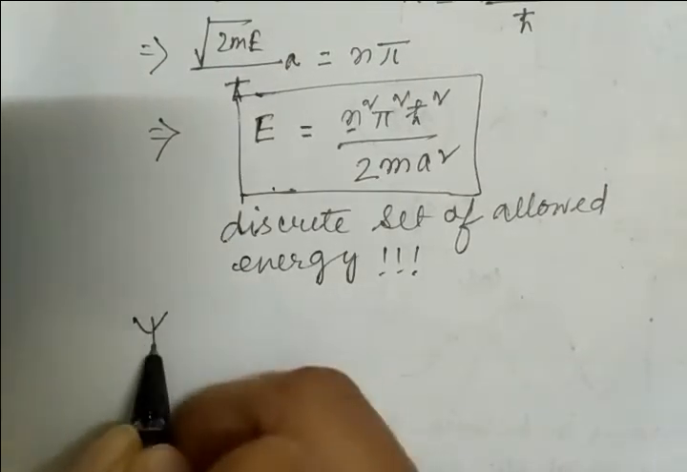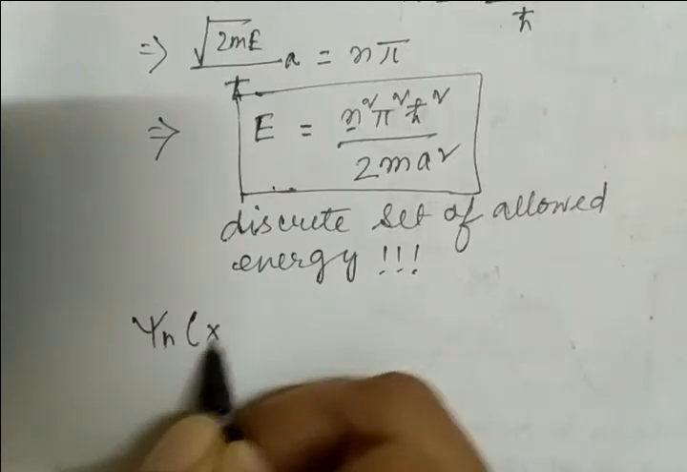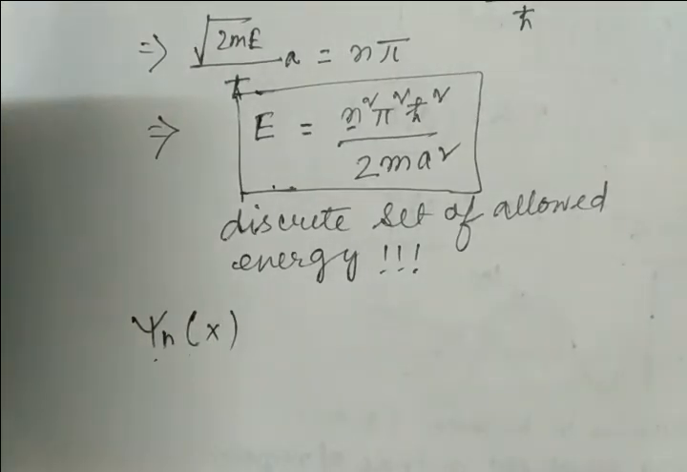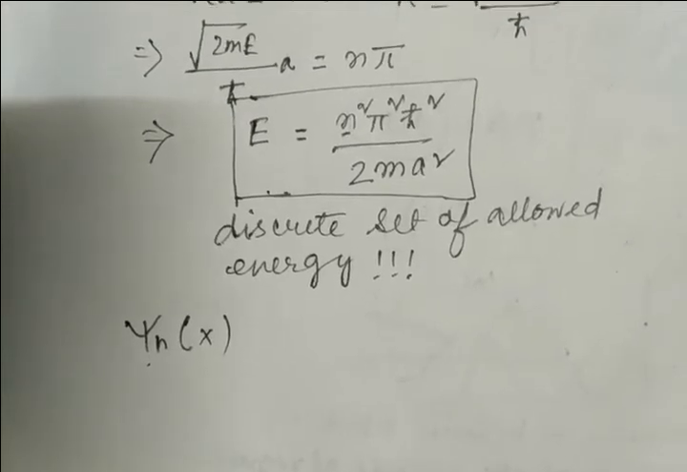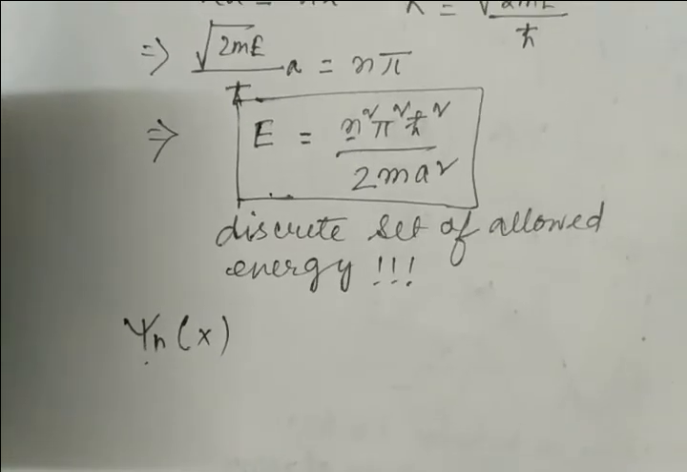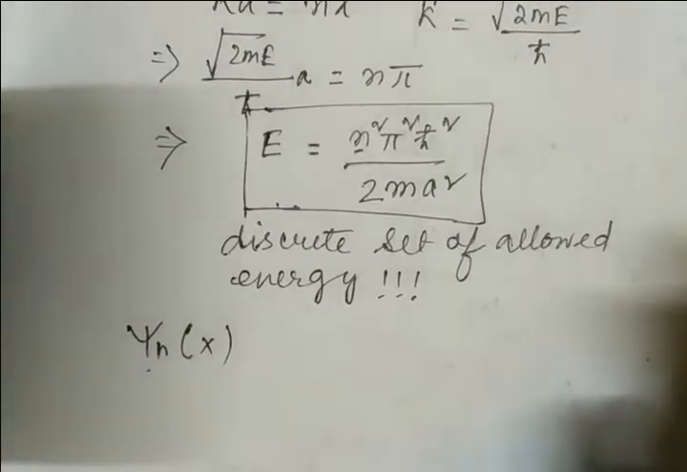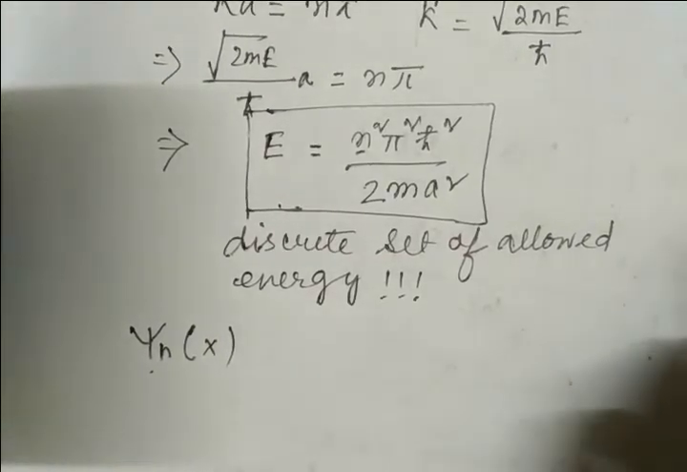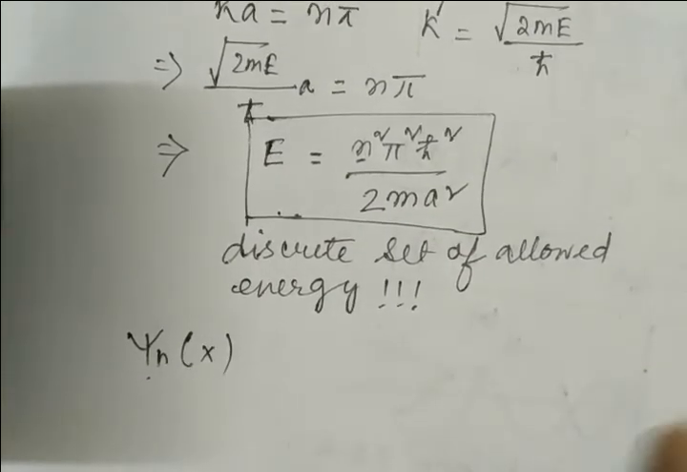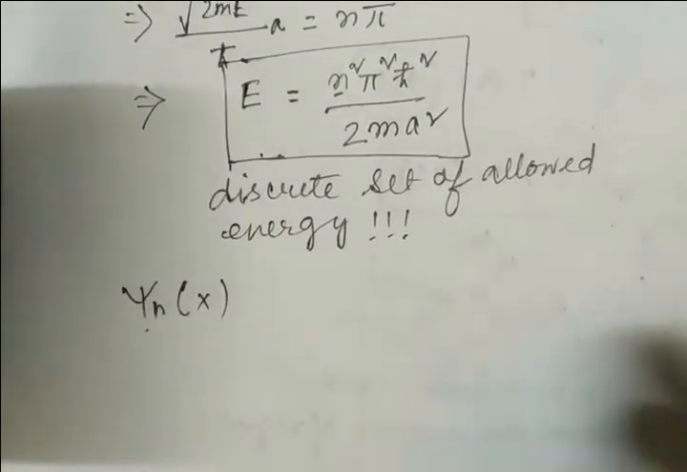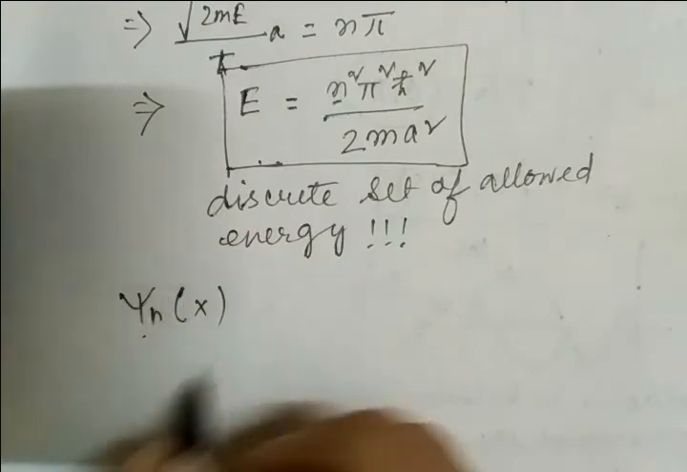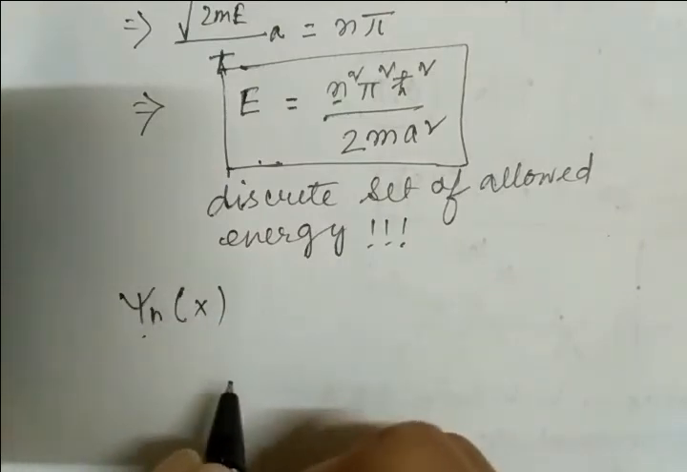So we can write this wave function as psi n of x, because n means discrete portion. You have already studied in your signals and systems what is a continuous function and what is a discrete function. If it is a continuous function, then it will be x of t. If it is a discrete function, then it will be x of n, right? So here we are getting a discrete set of allowed energy, so we will consider this psi to be psi n of x.